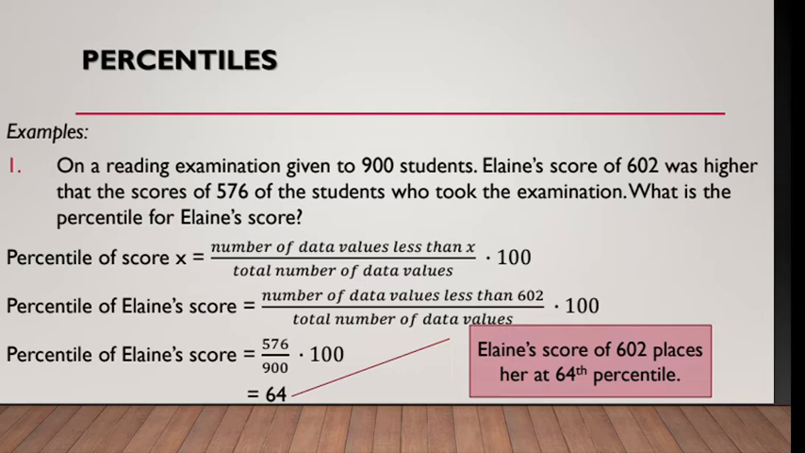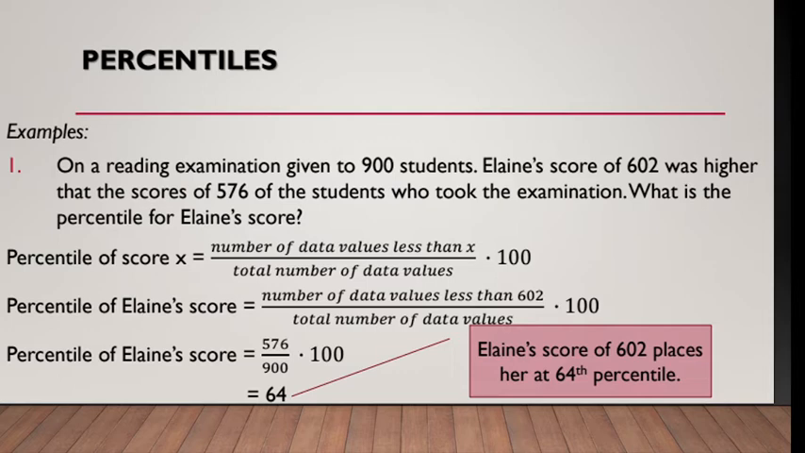So we can use the formula in finding the percentile for Elaine's score. Percentile of score x equals number of data values less than x over total number of data values times 100. Then percentile of Elaine's score equals number of data values less than 602 over total number of data values times 100. Then we can substitute all the values.